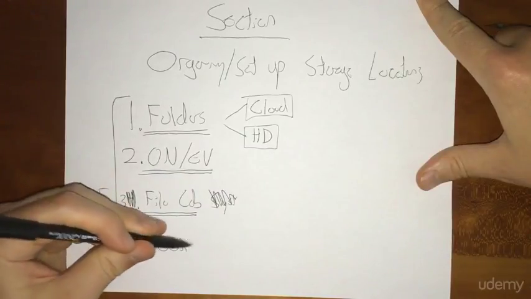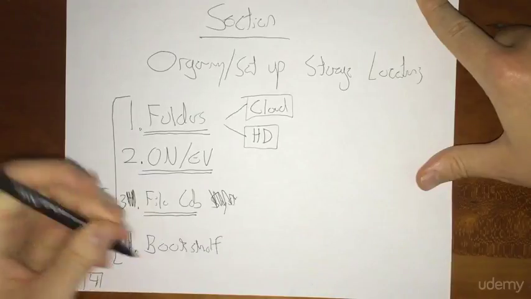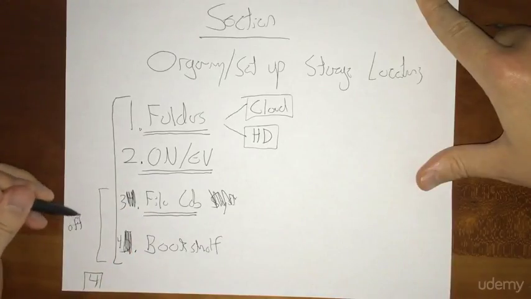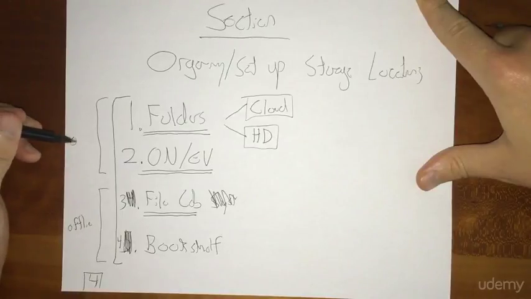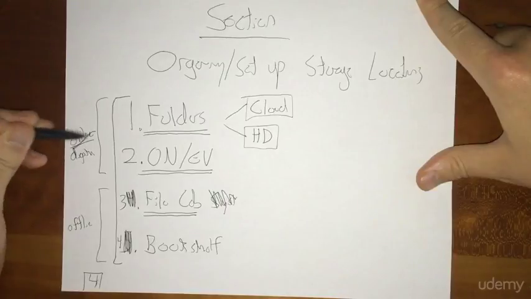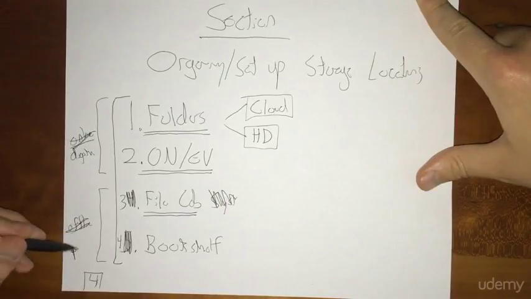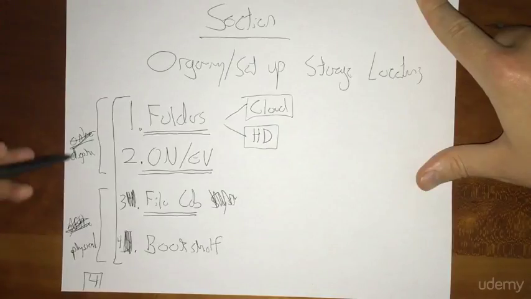And also we're going to talk about bookshelf. So these are your offline, these are your online or digital. That's probably better, physical. There's multiple meanings to this whole online, offline thing.